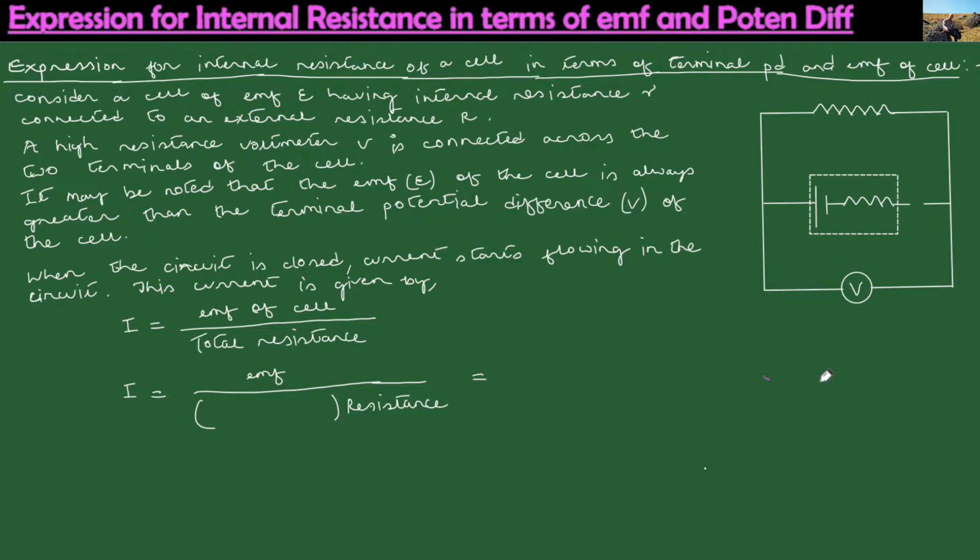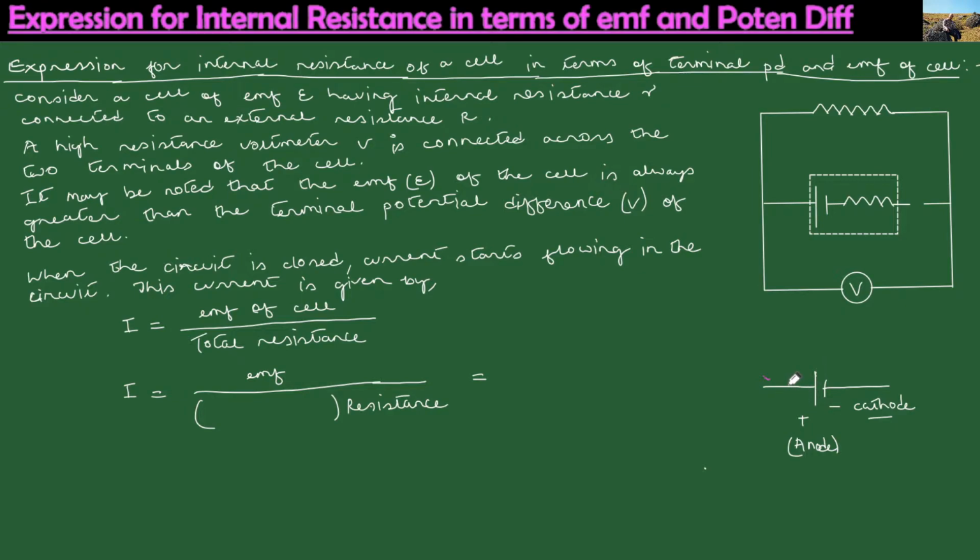When we have a cell in this form, one terminal of the cell, which is the electrode, will be positive, and the other terminal of the cell will be at a negative potential. This terminal, which is at a positive potential or the positive electrode, we define as the anode, and this terminal, which is at a negative potential, is defined as the cathode.